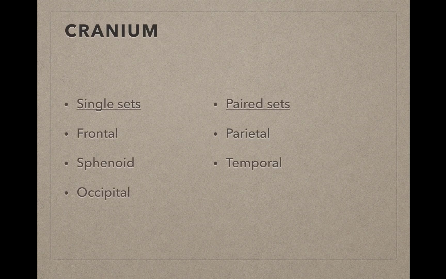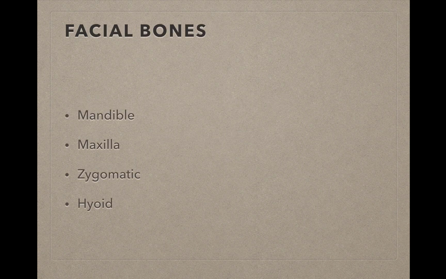Cranium. The cranium consists of single sets and paired sets of bones. The single sets are the frontal, the sphenoid, and the occipital bones. The paired sets are the parietal and the temporal bones. Facial bones: mandible, maxilla, zygomatic, hyoid bone.